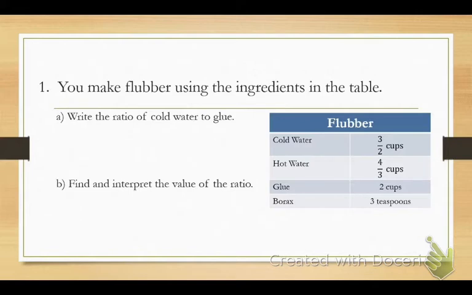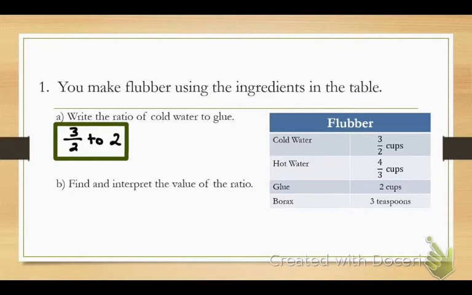The thing it has asked us to do is to write the ratio of cold water to glue. The first thing that we're doing is figuring out how much cold water we need. How much do we need, class? 3/2 cups. Okay, so let's write 3/2. And I taught you three different ways to write a ratio. You could say 3/2 to, let's look at the next one. We're comparing how much glue we need. How much glue did we need? 2 cups. So it's 3/2 to 2.